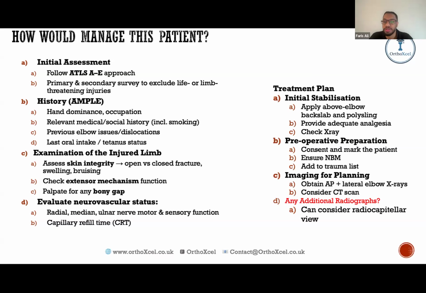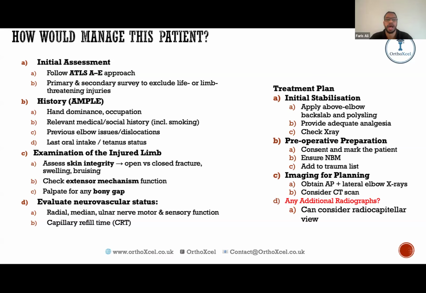And then if it was comminuted, I always want to get AP and lateral views of the elbow, and you can consider a CT scan if it's comminuted, to help with your guidance. Sometimes they might say, is there any other additional radiograph that you'd want? You can say you'd want radiocapitellar views. And the reason why we do radiocapitellar views is to assess associated radial head fractures.